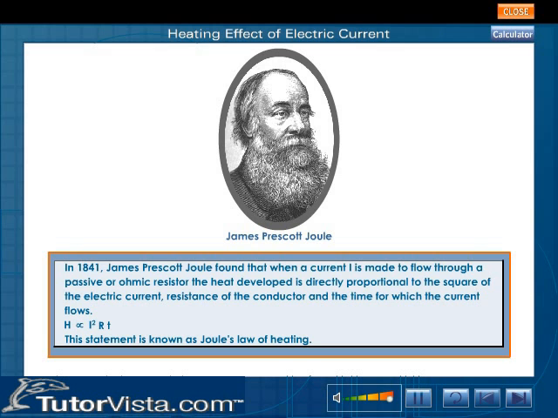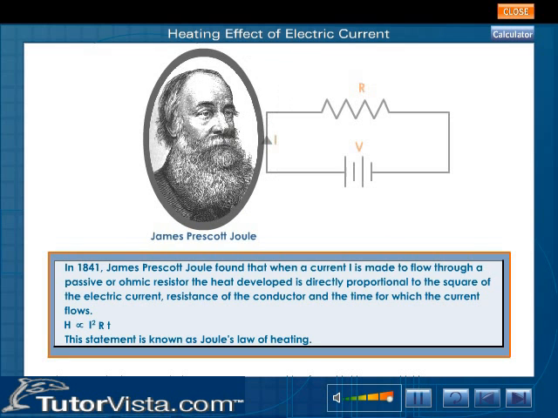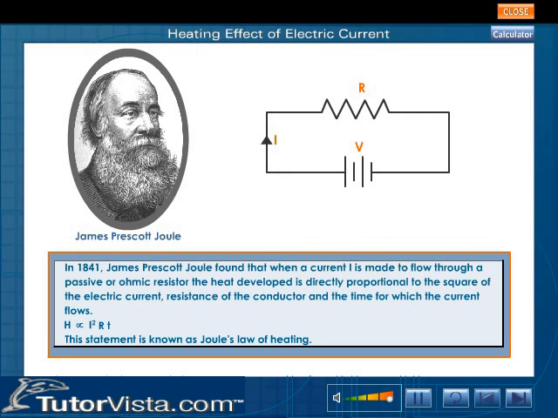Joule's Law of Heating. In 1841, James Prescott Joule found that when a current I is made to flow through a passive or ohmic resistor, the heat developed is directly proportional to the square of the electric current, resistance of the conductor, and the time for which the current flows. This can be written as H is equal to I square RT. This statement is known as Joule's Law of Heating.